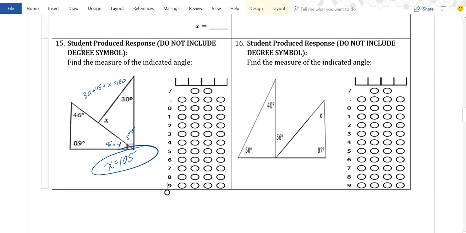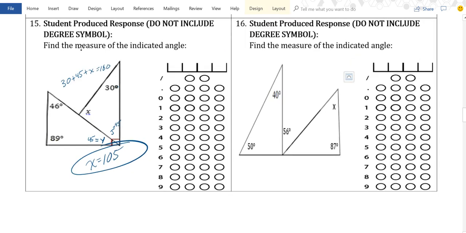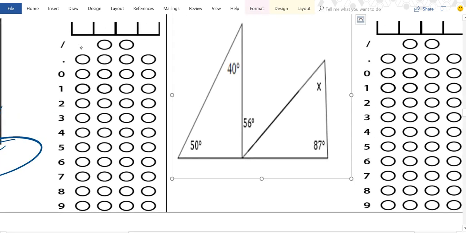Alright, going on to question 16. A little more work here, so we got to get to here. So let's start with what we know. We see our two angles in here, so we need to find this angle. So if I did 180 minus 40 minus 50, we'd find out that this angle here is going to be 90 degrees.